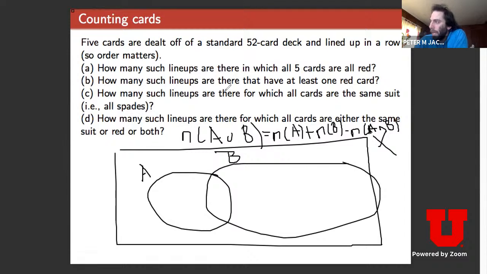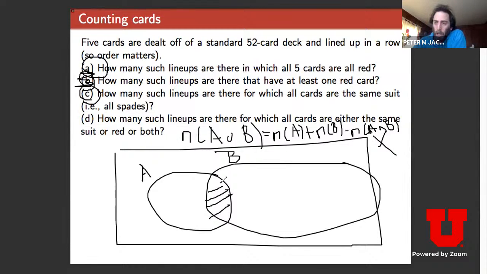Luckily we already found n of A and n of B. N of A was this answer, and it was the number of ways to choose 5 red cards. N of B was this answer, the number of ways to choose cards all from the same suit. So then the only thing we have to do is subtract away the intersection. So we have to subtract away all of the selections of cards where the cards are all red and they're of the same suit.